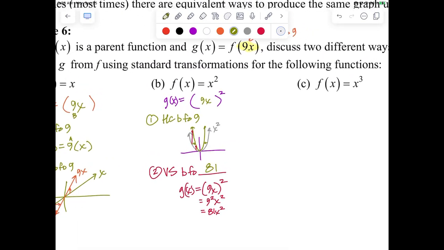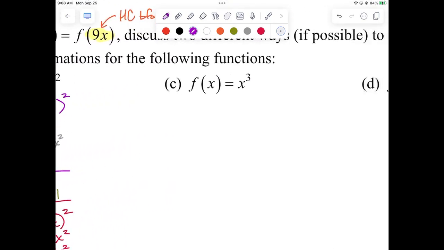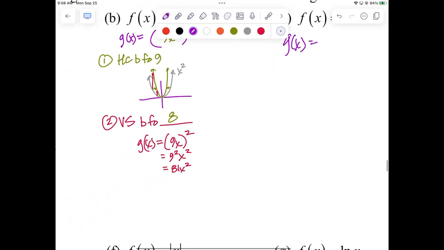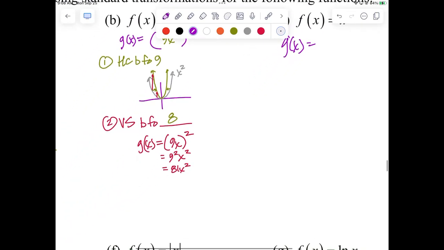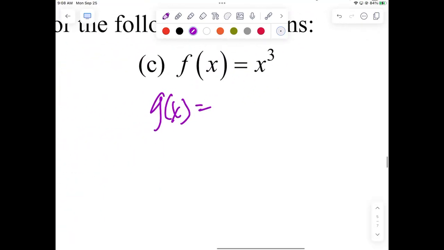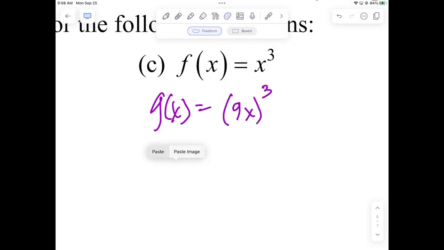Okay, let's look at letter C. Let's just create the function first. G of x is going to be parentheses 9x quantity cubed. And of course, what's the first transformation that does? Because it's a 9 on the inside. Horizontal compression by a factor of 9.